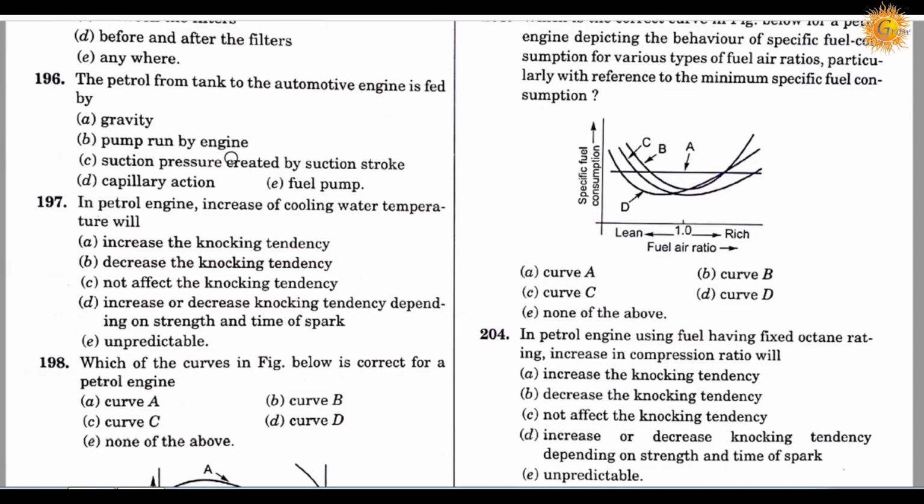Question number 196. The petrol from tank to the automotive engine is fed by: option A, gravity; option B, pump run by engine; option C, suction pressure created by suction stroke; option D, capillary action; option E, fuel pump. So the correct answer is B, pump run by engine.